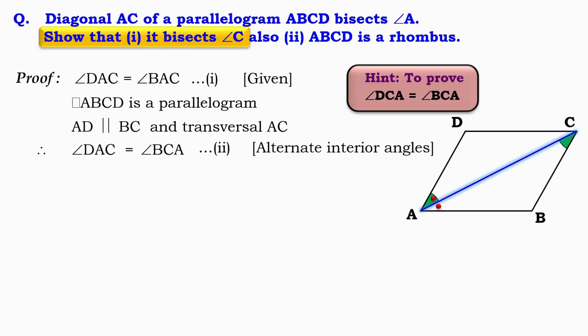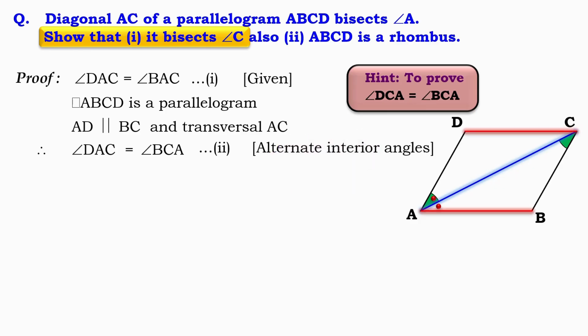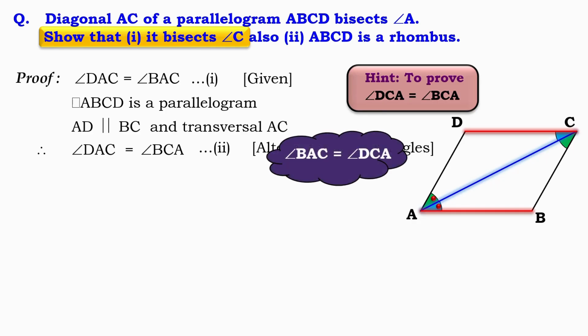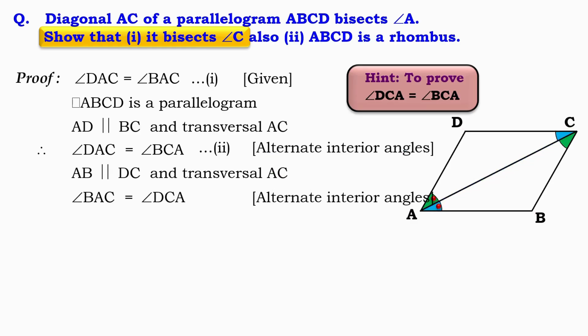Okay. Then comes AB parallel to CD, correct? And AC is the transversal over here. So angle BAC will be equal to angle DCA. These are also alternate interior angles. Correct. So let's write that.